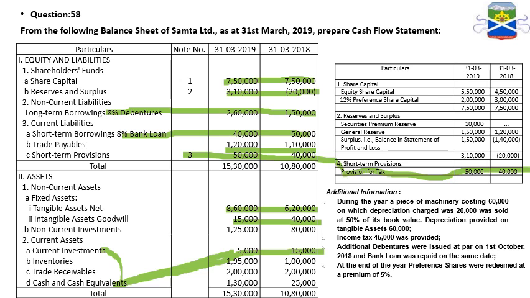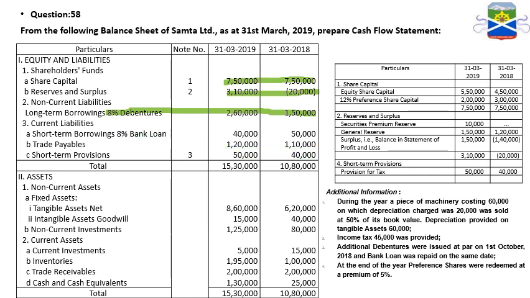Now in the same way, inventory is increased, trade receivable is remaining as it is. Now the additional information shows that during the year a piece of machinery costing rupees 60,000, whose depreciation charged is 20,000, so our book value will come to 40,000, was sold at 50% of its book value. So the 40,000 machinery was sold at 50% of book value, that means 20,000. So a 20,000 loss, you have to find out in this part. You have to remember this also.